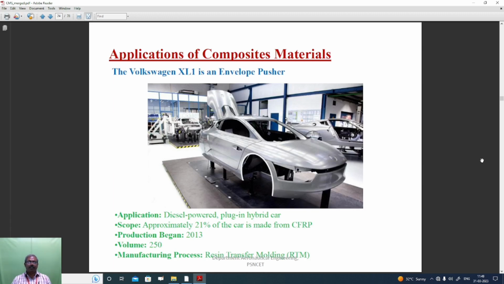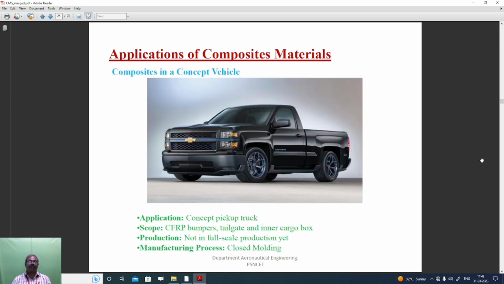The Volkswagen diesel-powered plug-in hybrid car: approximately 21% of the car is made from CFRP. Production began in 2013. The volume is 250. The manufacturing process is RTM. This is a concept pickup truck. In this truck, CFRP bumpers, tailgate and inner cargo box are used.